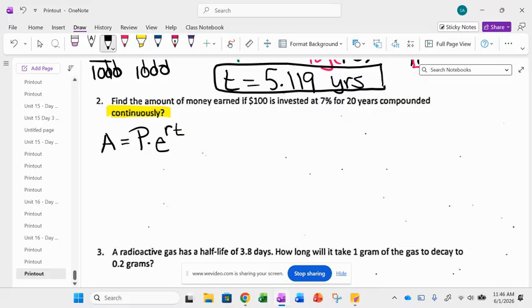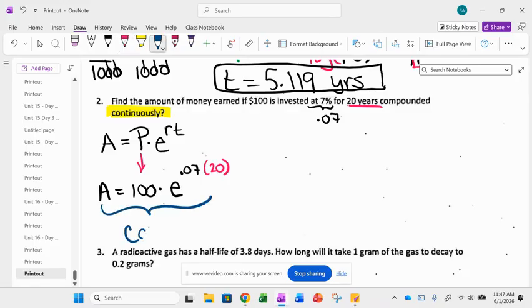If $100 is invested, where are we subbing in that 100 for? P. So we know we're solving for A. So we're going to have 100 times e. And it says invested at a rate of 7%. How do I change that 7% to a decimal? 0.07. So 0.07 times t. Well, how many years are we compounding this for? 20. Guys, this is your calculator ready form. This is it right here.